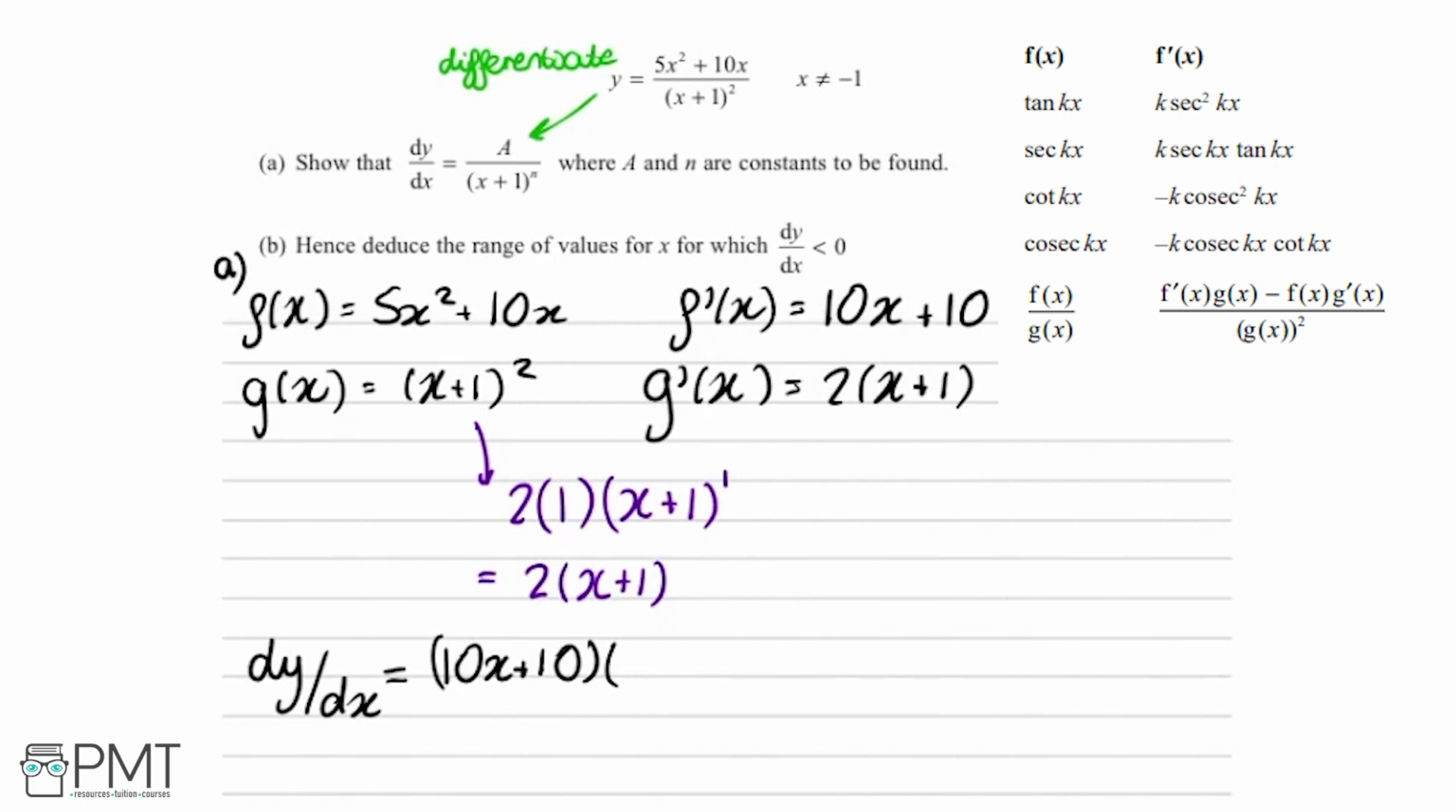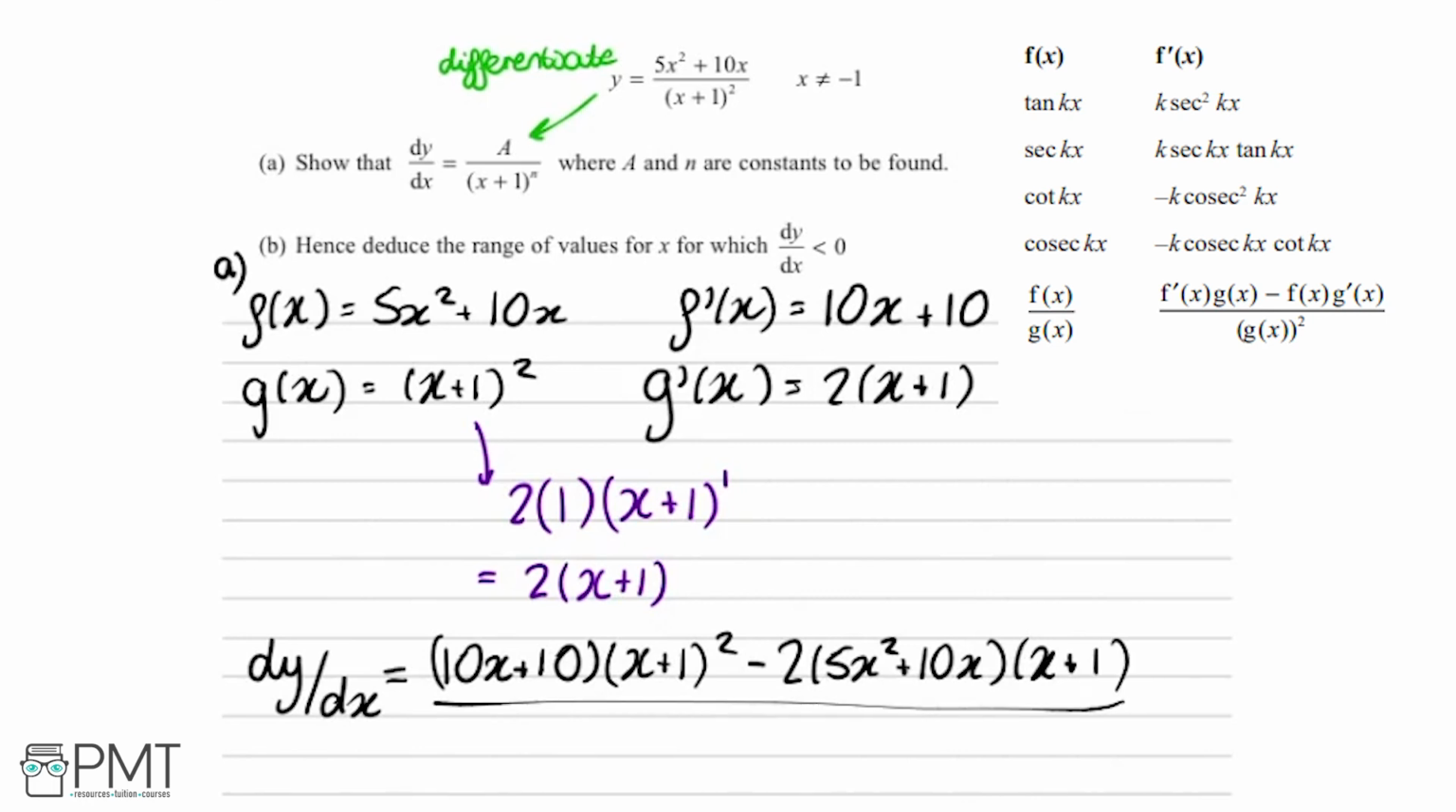Multiplied by g of x, so x plus 1 squared. Take away f of x, that's 5x squared plus 10x, multiplied by g dash of x, so that's 2. So what I'm actually going to do to make it a bit easier, I'm going to insert the 2 here, so it's multiplied by the 2, and then times the x plus 1 here. Fantastic, and that's all over g of x all squared.